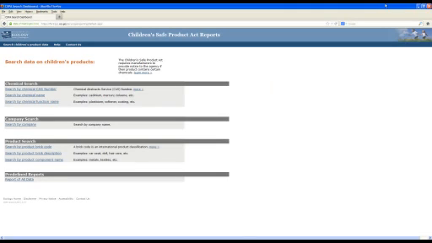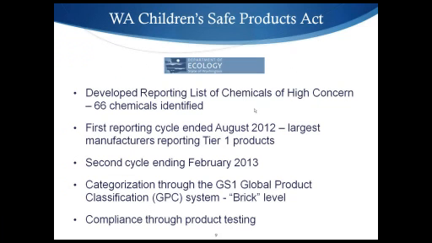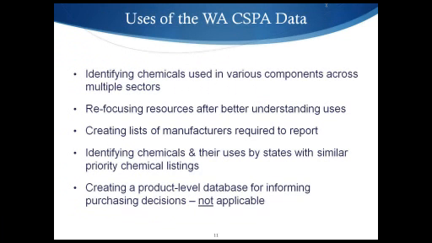So that's the basic user interface. Again, it's a very simple interface that Washington developed for the products in their system right now. And again, there will be an increase in the number very shortly as the second round of reporting ends. But I just want to switch over quickly to talk a little bit about the uses of the Washington data.